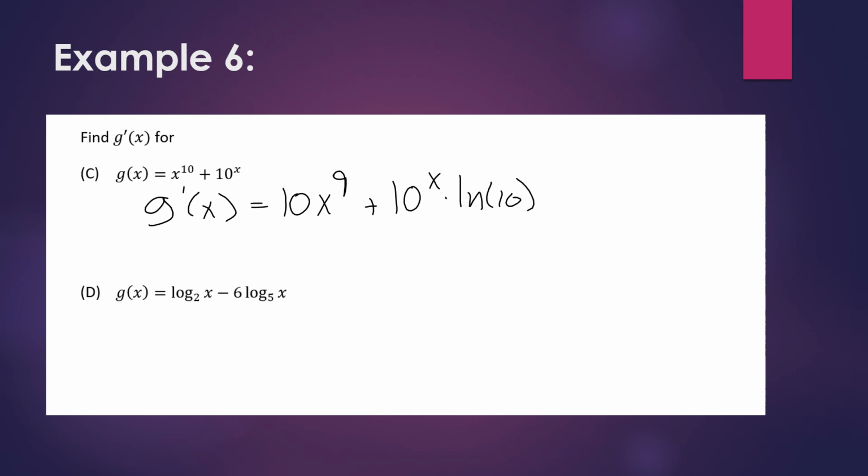For d, we've got log base 2 of x minus 6 log base 5 of x. So g prime of x is going to be 1 over the ln of 2 times 1 over x minus 6 over the ln of 5 times 1 over x.